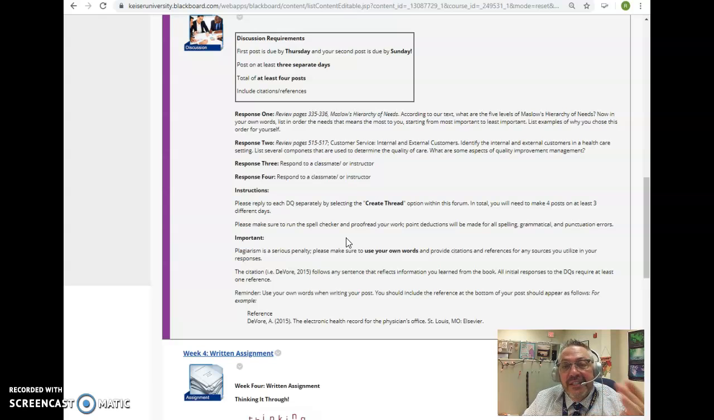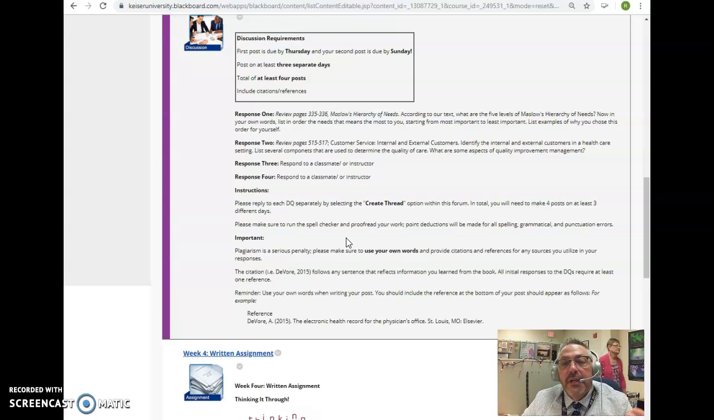Then in your own words, list in order the needs that mean the most to you, starting from the most important to the least important. So you start at level 1, whatever is most important to you, level 2. Yours may not fit into Maslow's hierarchy of needs. And then list examples of why you chose the order for yourself.